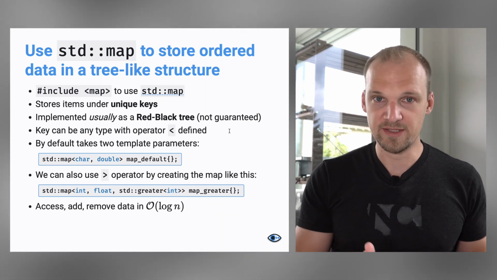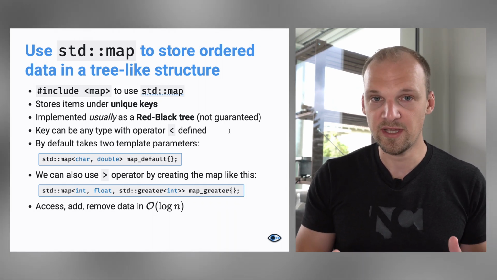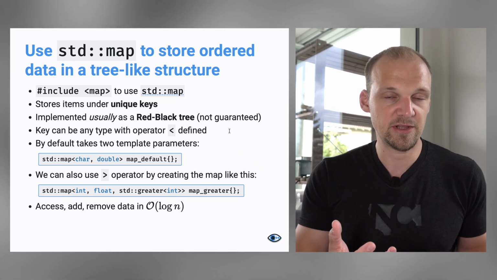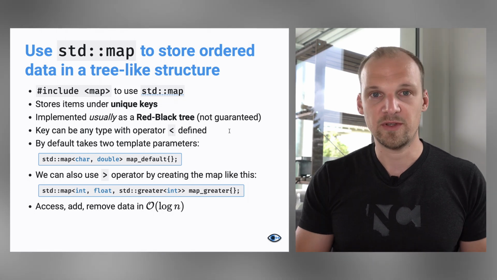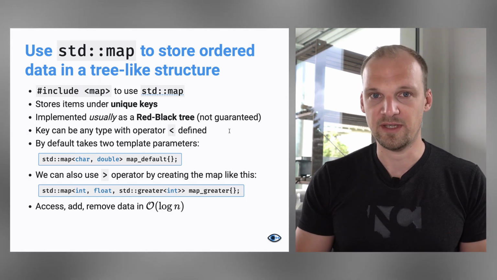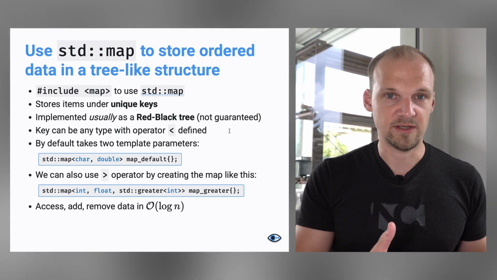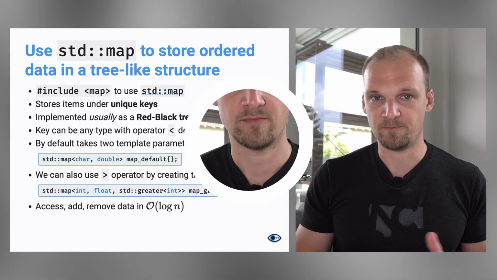Usually, a standard map is implemented as a tree and a red-black tree at that. But this is not a must. The standard doesn't really require it to be implemented as a tree, but in most of the implementations, it is implemented this way. Which also means that accessing the elements takes logarithmic time. The reason for this is because everything is stored in a tree. So in order to find an element that you're looking for, you start at the top and then you branch out, and you find your element. And the same happens when you add elements or remove elements from the map.